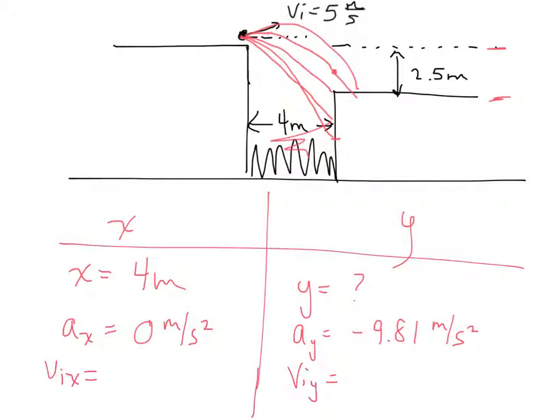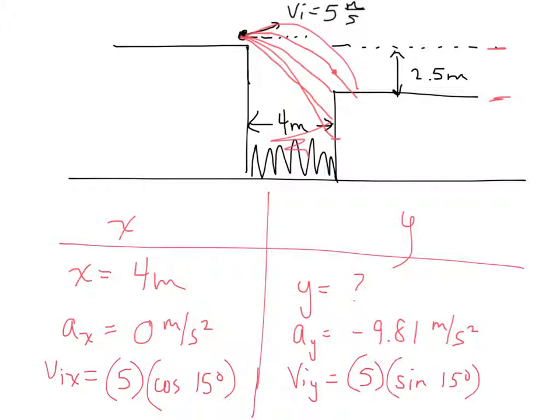So what was the formula for VIX, Marcelino? VIX equals V times cos theta. All right, so here's what I write. 5 times cos 15. Where's the 5 coming from? That's V. That's the initial velocity at the top. That's the velocity with which Tom Cruise jumped at an angle. So we have his x velocity right there. And what's the difference in the y velocity? Then you use sin. Good. Sine of 15 instead of cosine of 15.